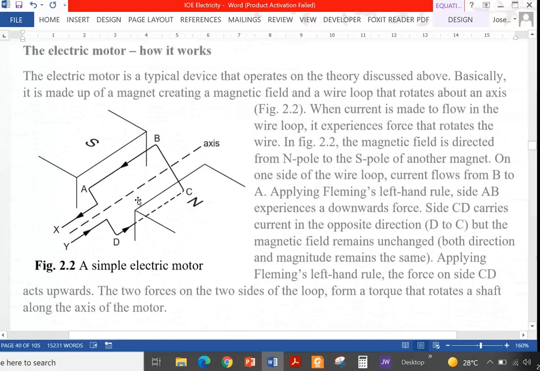So here we have a magnetic field, and these are the wires that are rotating in the magnetic field. We allow current to flow through it, and it will cause the two sides of the wire to rotate. I want you to read about the electric motor and convince yourself. If there is anything you don't understand, you let me know.